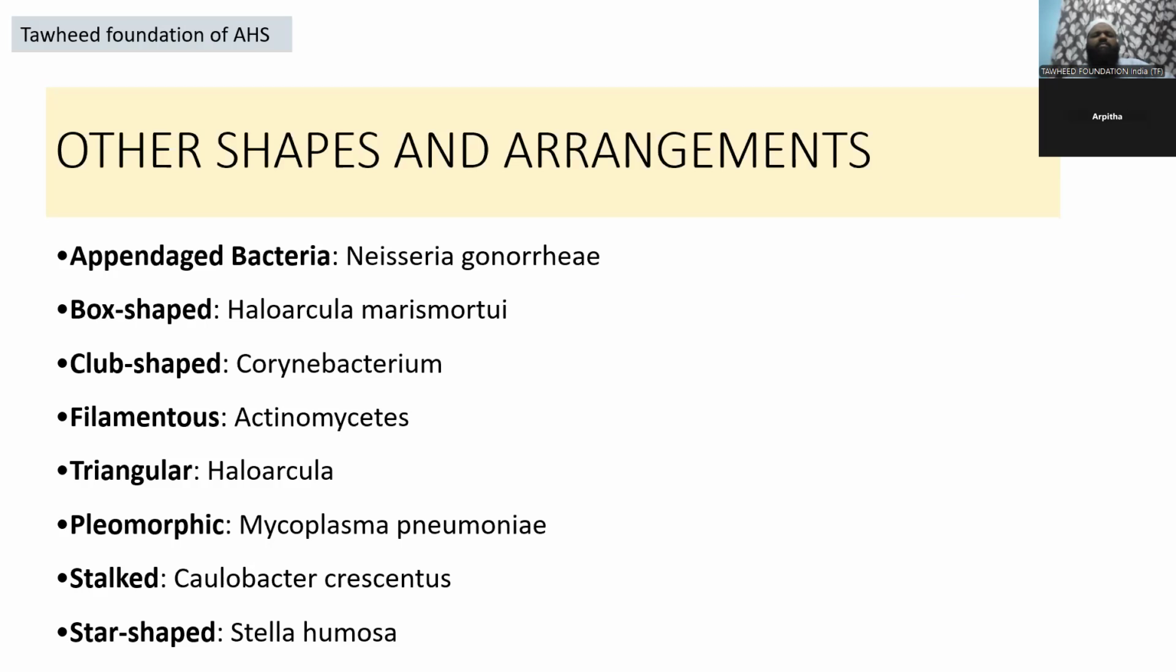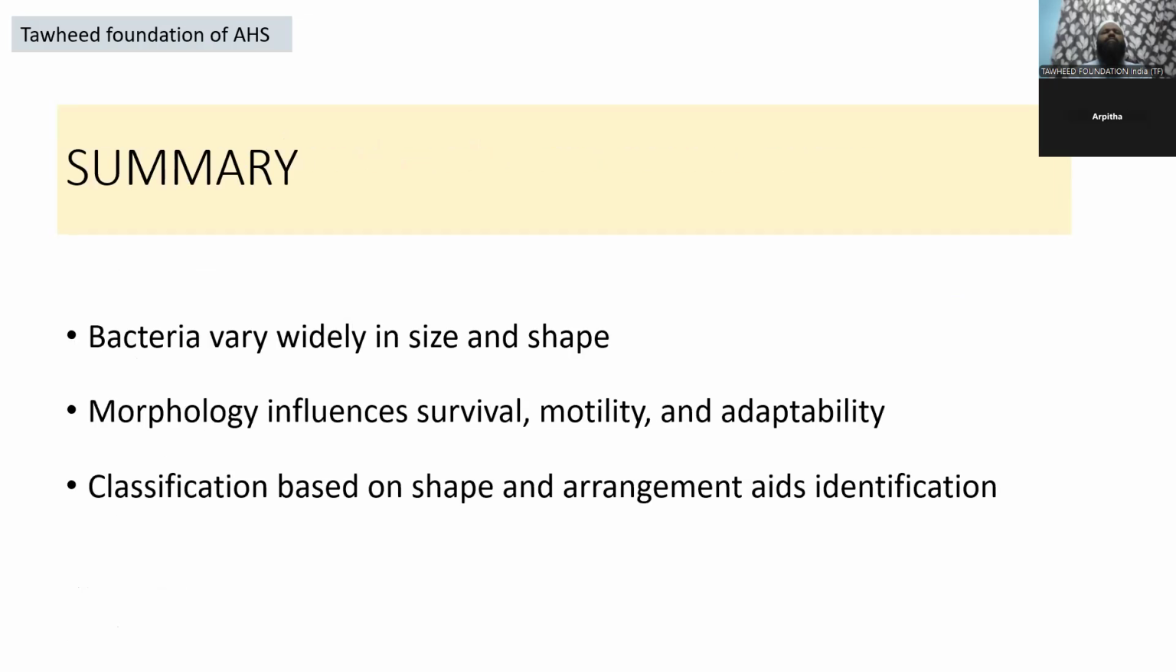Pleomorphic bacteria do not have any specified shape, so they cannot be included in any of the groups. They can change their shape, but in pure culture, they appear to have a definite form, like Mycoplasma pneumoniae, Mycoplasma genitalium, and Rhizobium also for that matter. Stacked bacteria possess cells stacked on one another, like Colobacterium. Star-shaped bacteria appear like a star, like Stella humosa.